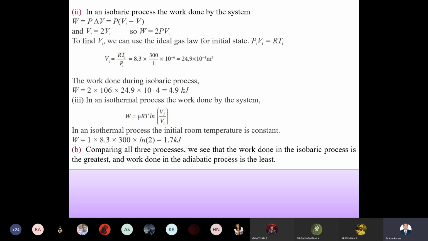Right. So the next question is comparing all three processes. We see that the work done in the isobaric process is greatest, and the work done in the adiabatic process is least. Comparing the three work done values, 1.7, 4.9, and 1.37, the isobaric process is the greatest, and the adiabatic process is least.